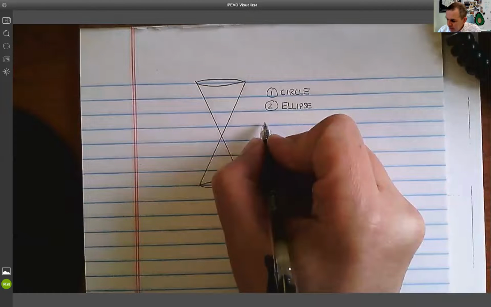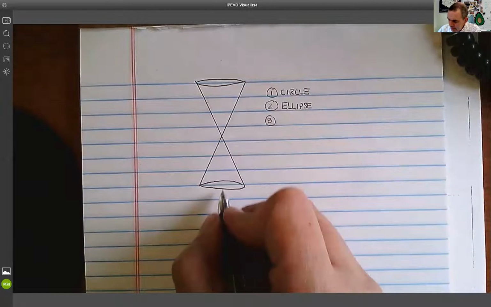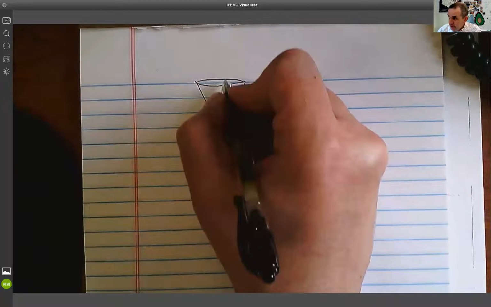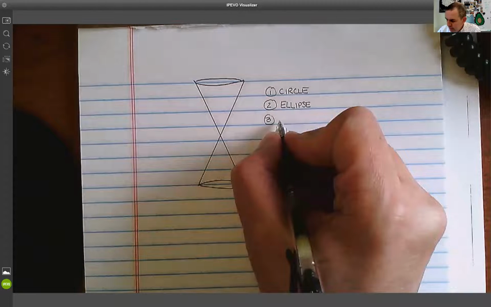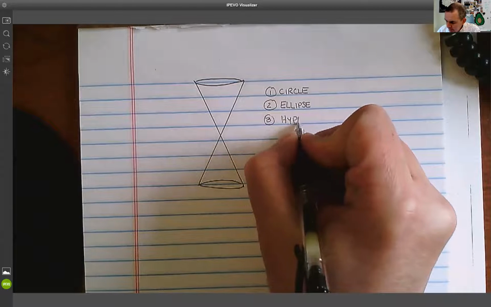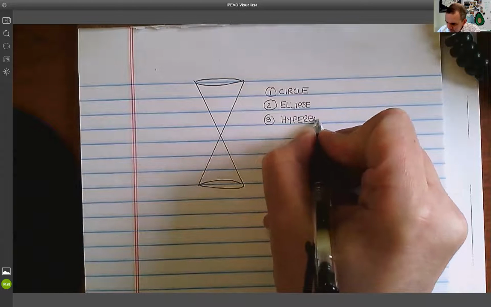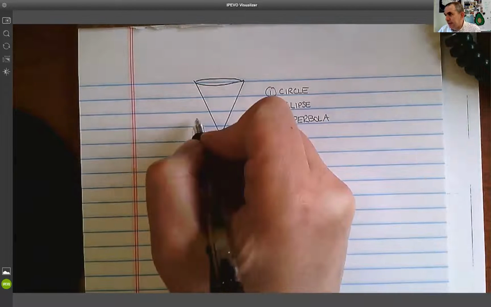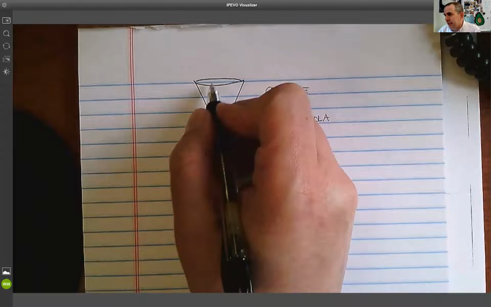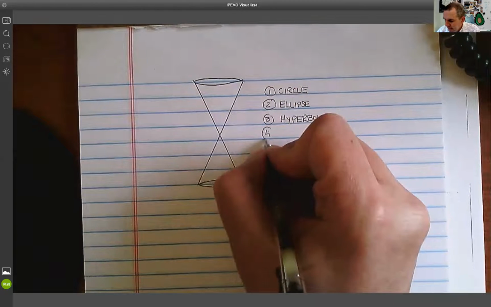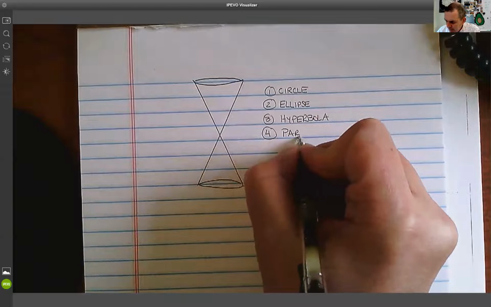The third one is, okay, I'm going to cut it straight up and down. So I'm going to cut it kind of like this. And if I cut it straight up and down, what I'm going to get is called the hyperbola. And then the last one is if I cut a corner off of it, I'm going to get a word you've seen before. I'm going to get a parabola.